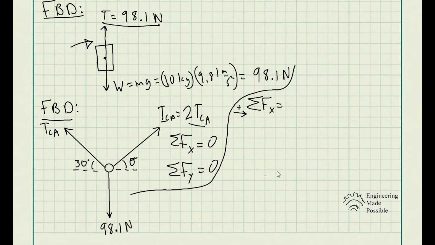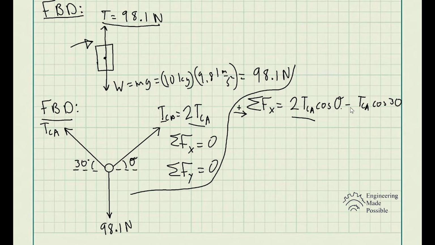Now, when it comes to the summation of forces along the x direction, here I'm choosing my sign convention. Going to the right is positive. So let's go ahead and get all the forces along the x direction. We have 2 times tension CA here times cosine theta, because we only want the x component of the tension. Notice that I used 2 times tension CA instead of using tension CB here, because if I use CB, then we will have more unknowns in this equation.